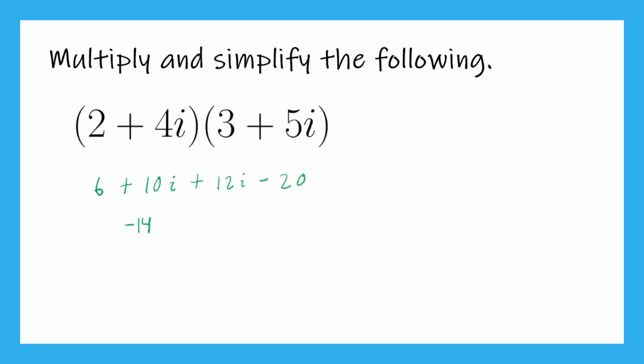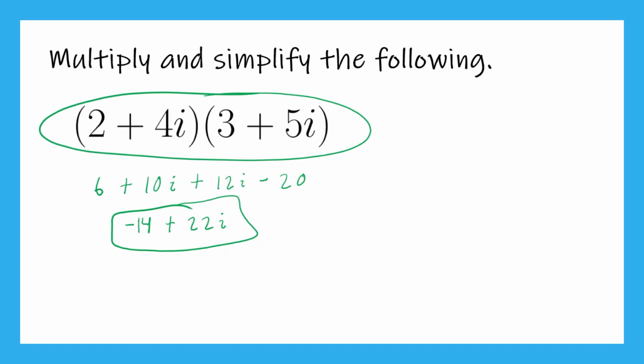-14. And then we still have a 10i and a 12i. Those are both imaginary numbers that can be combined. So 10 plus 12 is 22. So we have -14 plus 22i. And -14 plus 22i cannot be simplified anymore. So that is the simplified version of the original expression.